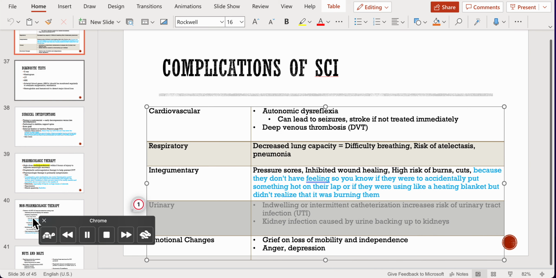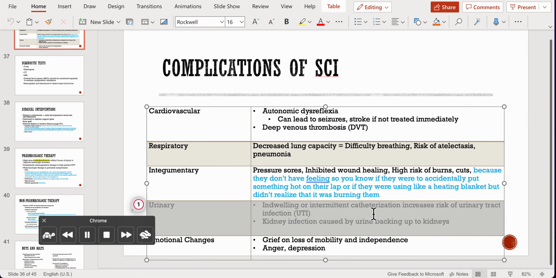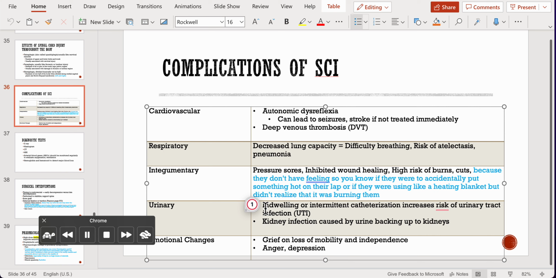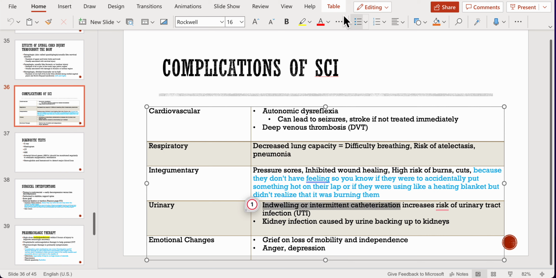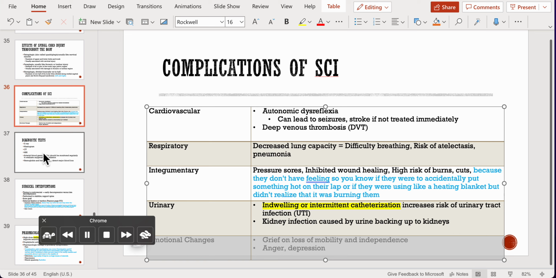Urinary: indwelling or intermittent catheterization increases risk of urinary tract infection, UTI, and kidney infection caused by urine backing up to the kidneys. Emotional changes: grief and loss of mobility and independence, anger, depression.